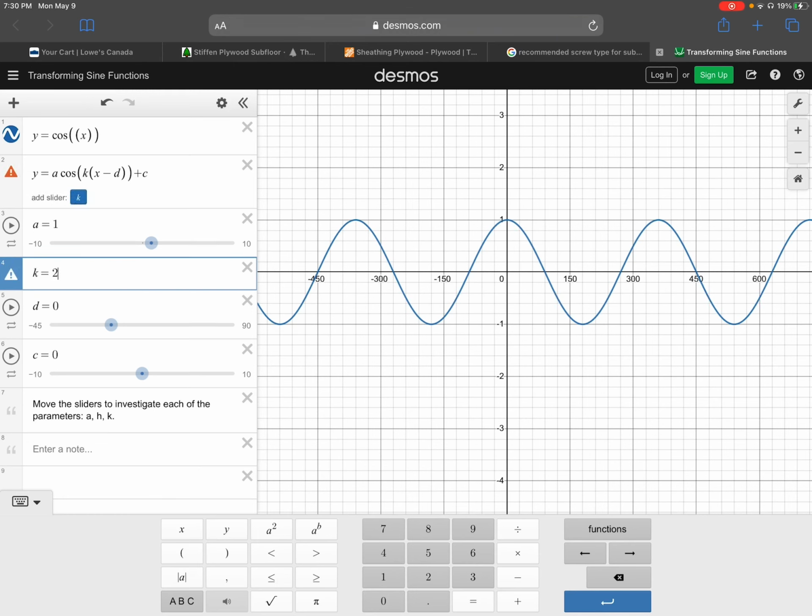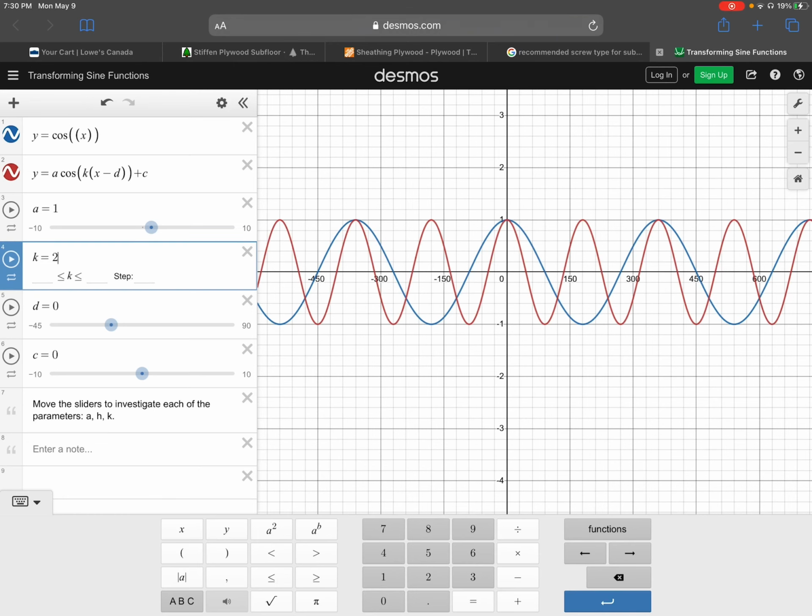If I increase K to 2, notice the red graph. There's actually 2 cycles within 1 cycle of the blue graph. So the blue graph starts at a maximum of 1. The y-intercept is 1. And then at 360, it's back up at 1. But notice the red graph actually does 2 full cycles. So what it does is it actually changes the period by a half. Okay, so if you divide the period 360 by 2, you get 180.